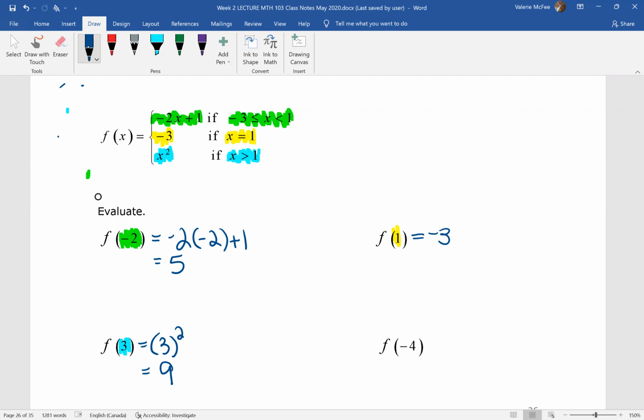What did you do about the f of -4? This is only from -3 to 1. -4 is less than -3. X has to be greater than or equal to -3. I can't evaluate the f of -4 on this graph. There is no solution because this value of x does not appear in the restrictions for this function.